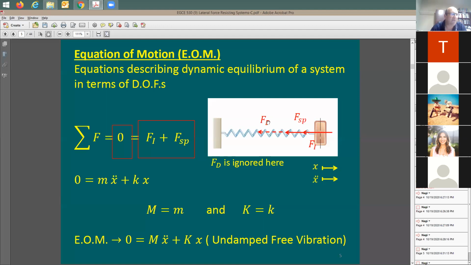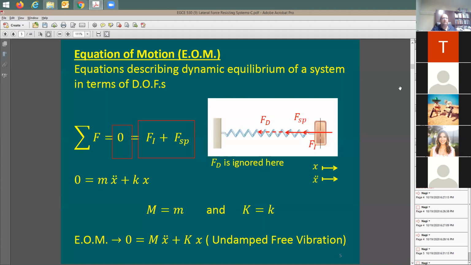So now we know the source of the damping, but you know what? In this analysis, I'm just going to be ignoring it. So I'm going to say if I add all the internal forces to each other, it's going to be equal to 0, which means they're not equal to any force because I don't have external applied forces. I can write my equation of motion.